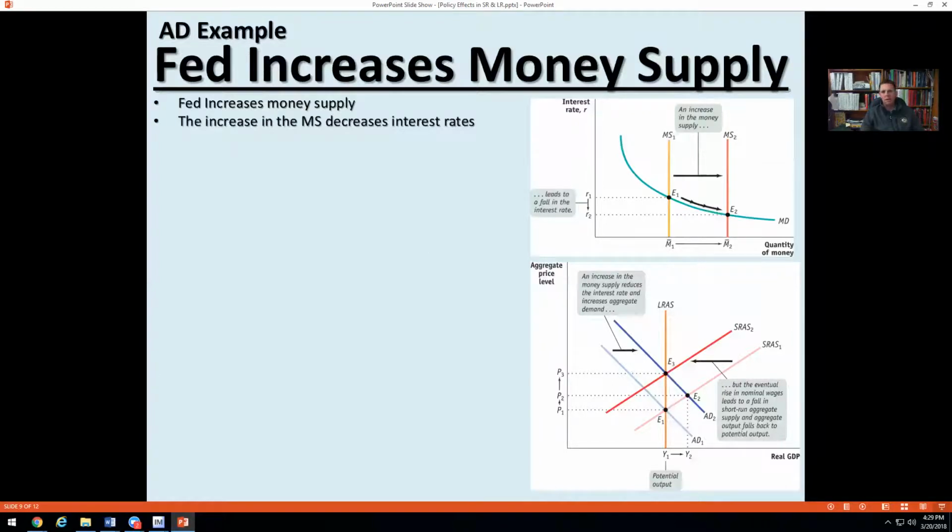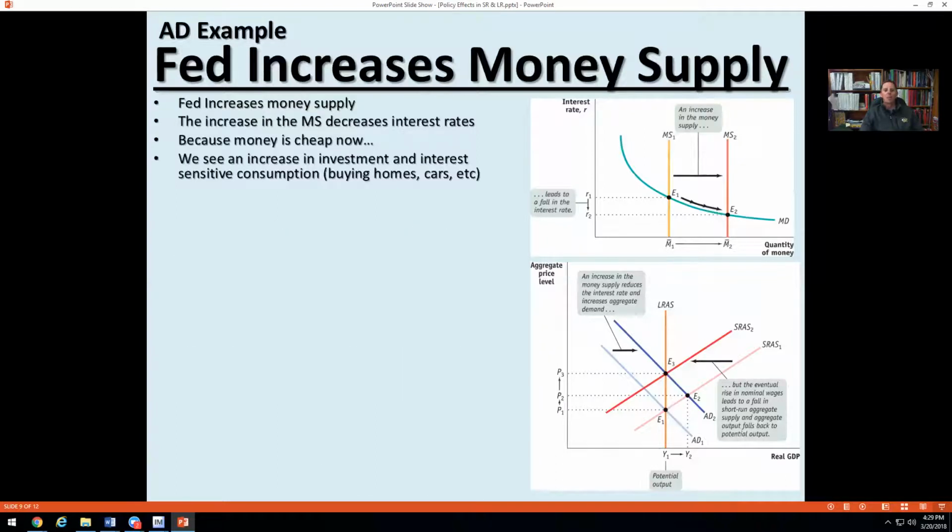The increase in the money supply decreases interest rates, as we see here. Okay, increased money supply, decreased interest rates. This is all short run because money is cheap now. We see an increase in investment and interest-sensitive consumption, buying homes, cars, etc. So we have an increase in aggregate demand. Also, as you know, we see an increase in savings because people are saving more as well to offset the increase in spending that's going to happen by investment spending by businesses because of lower interest rates.